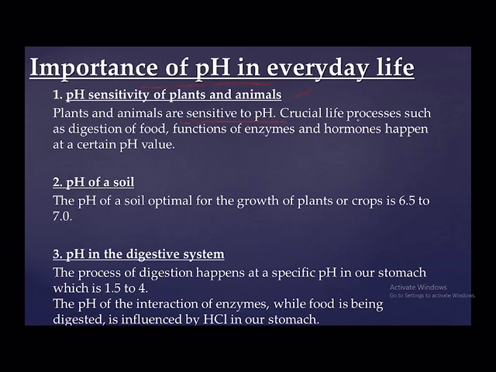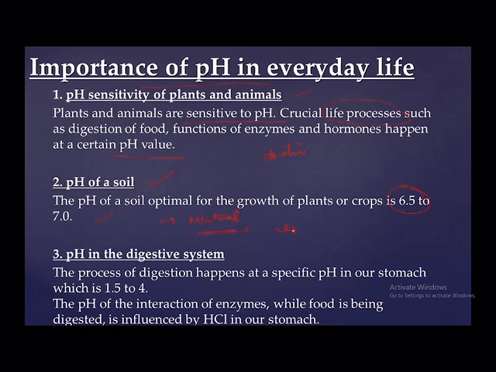to pH. So whatever the crucial life processes are there, they all occur at a certain pH value. Digestion may occur at certain values, excretion may occur at certain values. In the case of plants, to grow a certain crop, few plants require acidic soil medium, few crops require alkaline media, few require neutral media. So to grow any sort of crop, we need to determine first the pH of the soil. Usually the crops prefer 6.5 to 7, that is slightly acidic or most probably neutral.